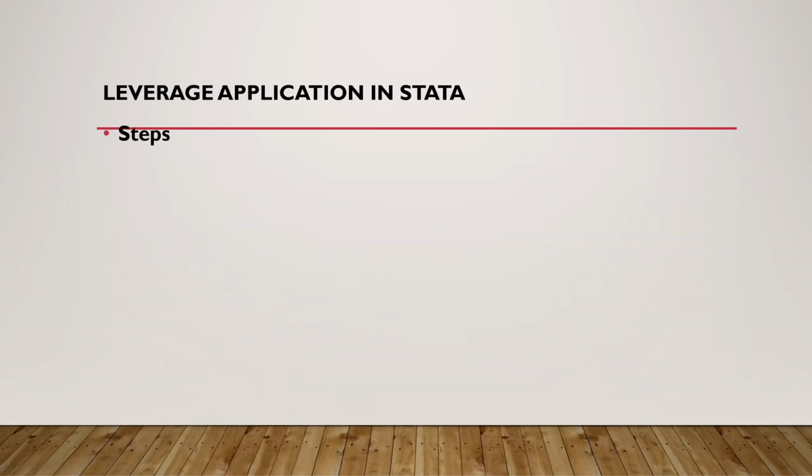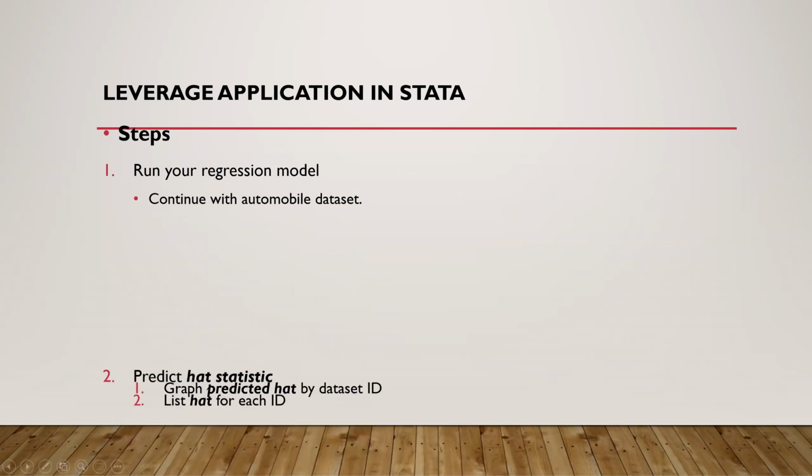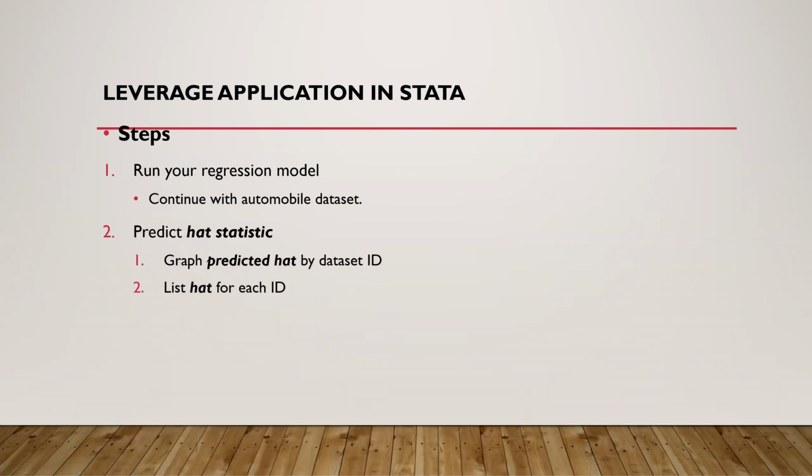How do we do that in STATA? We follow these steps. Again, you just run your regression model. In this example, we will use the automobile data set. Then we predict the hat statistic, and then we graph that by respondent. Here we use the ID. We can also list to see the hat statistic for each ID or respondent. And then, as usual, we conclude whether any of these values is greater than the recommended threshold and revise our data set before we produce the final regression results.